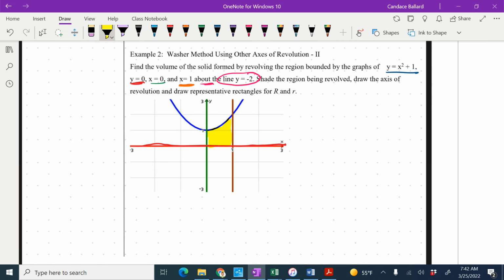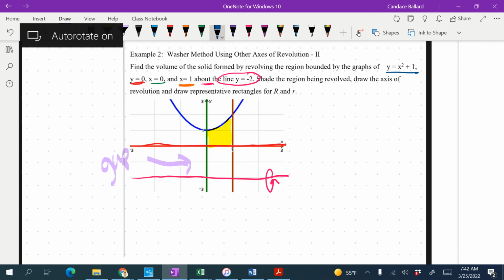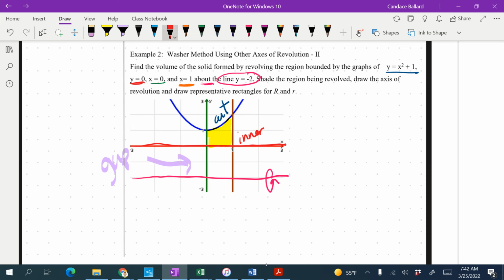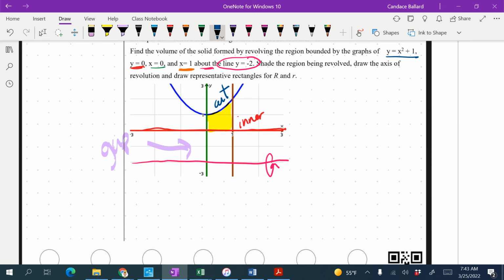Then it's saying we're going to take that region and we're going to revolve it around this line y equals -2, which would be down here. So this is our new axis of revolution. And notice that there's a huge gap, right? We've got a gap in there. So we know that we have to do a washer. Looking at the picture, it looks like the blue one is the outer function and the red one is the inner function. I know it seems weird that a horizontal line is the inner function, but that's the way it is. All right, so let's go ahead and set up our integration.